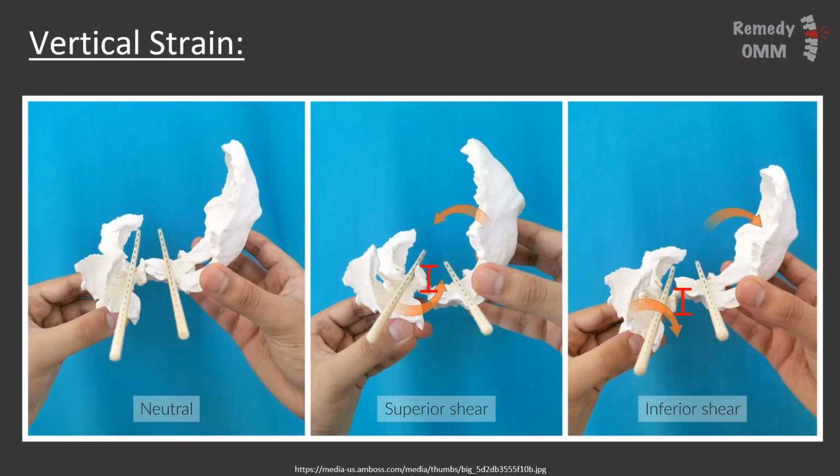In this picture, we can see the normal positioning of the sphenoid and occiput on the right. In the middle, we see the displacement of the base of the sphenoid more superior compared to the occiput, which occurs because of rotation of the two bones. On the right, we see the opposite, where the displacement of the base of the sphenoid is more inferior compared to the occiput.